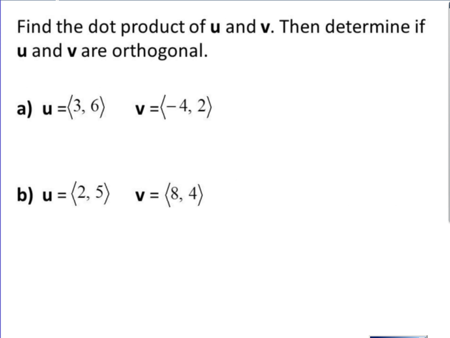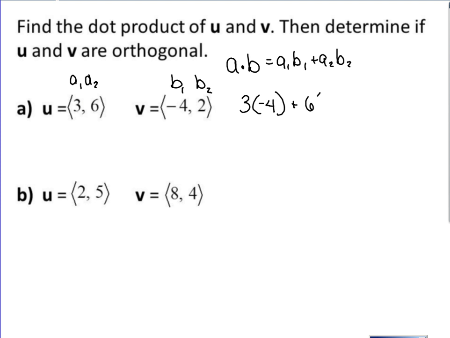So we need to find the dot products of U and V and then determine if U and V are orthogonal. So we said to find the dot product, it's going to be A1 times B1 plus A2 times B2. This is your A1 and your A2. This is your B1 and this is your B2. So we're going to do 3 times negative 4 plus 6 times 2. 3 times negative 4 is going to give us a negative 12. 6 times 2 is 12, which is going to give us a dot product of 0, which means this is orthogonal.